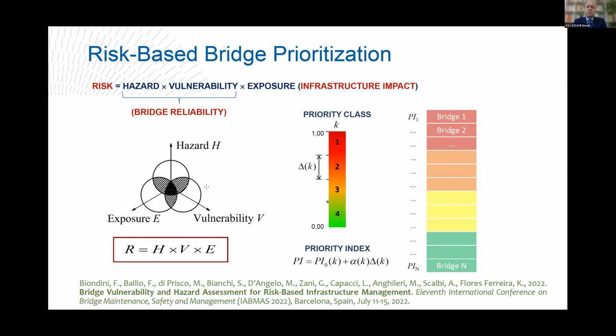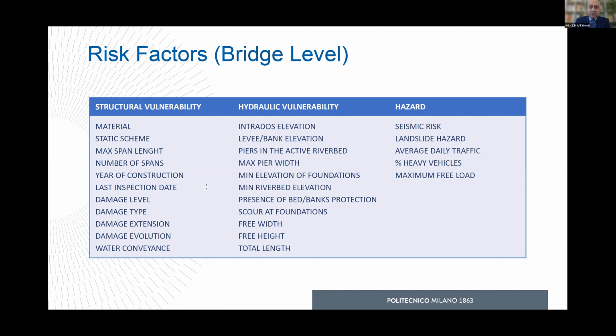Now, based on the information stored in the bridge form, the analysis at the bridge level is conducted considering vulnerability and hazard key factors listed in this table. Particularly, vulnerability factors include both structural features and, for river bridges, details related to the riverbed and to some details of the structure relevant for the hydraulic vulnerability assessment.